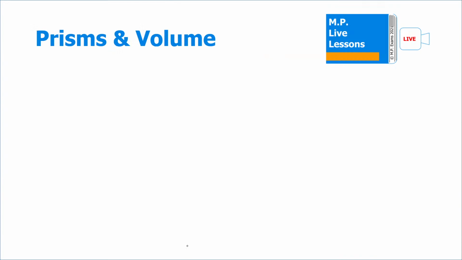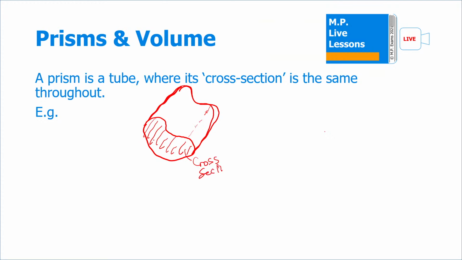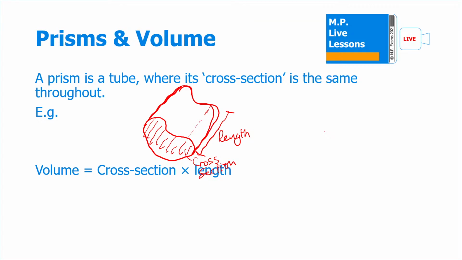Higher tier would also need to be familiar with prisms and volume. So a prism is a tube, so where its cross section is the same throughout. So think of things like cylinders as a good example. Cubes are also prisms. So if you could take a straight cut through them, it would have the same shape throughout. An example even could be just a weird shape like this, where this is the cross section, and this right here would be the length. And its volume is equal to its cross section times the length.